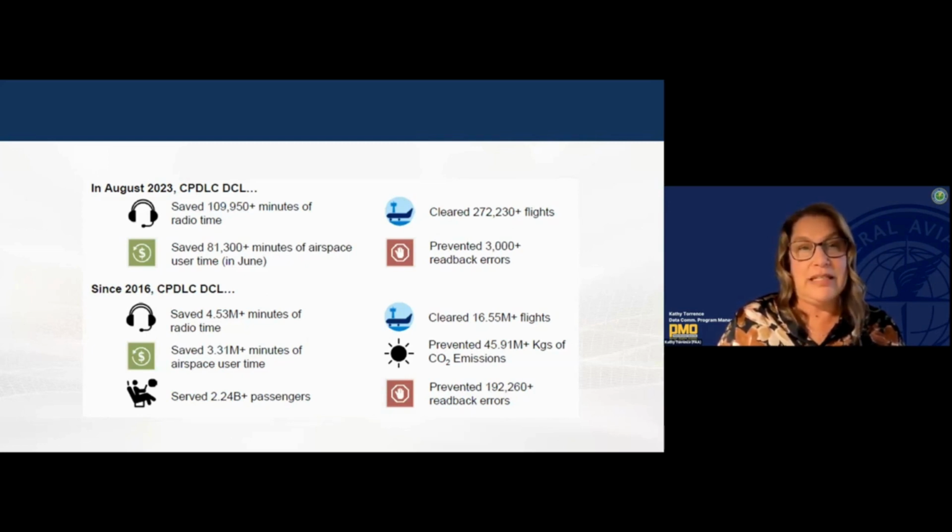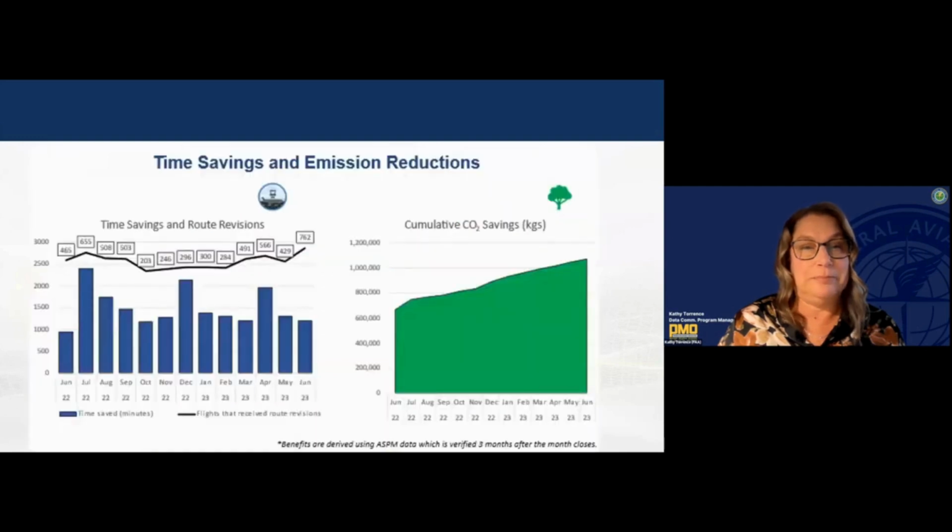And since 2016, which is when we first deployed DCL, you can see our metrics down below, over 2 billion passengers saved, and we've prevented over 45 million kilograms of CO2 emissions by allowing for faster communication between the pilot and the controller. They get out of the gate sooner, with less taxi time, which then equates to savings in fuel and CO2 emissions as well.